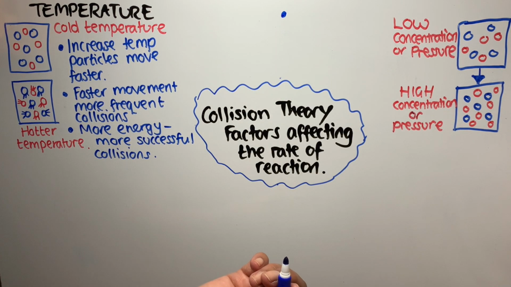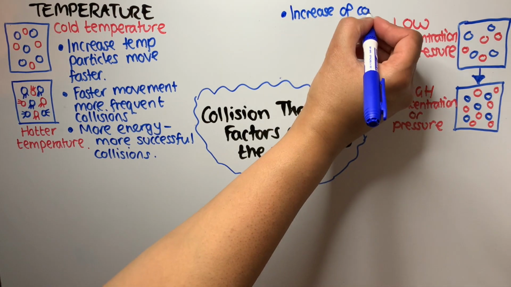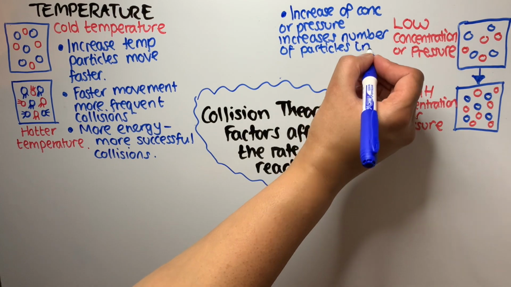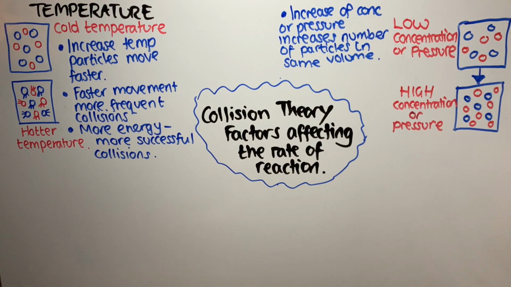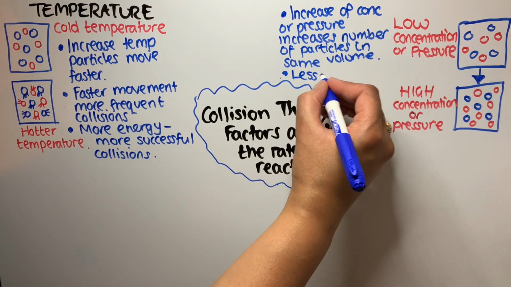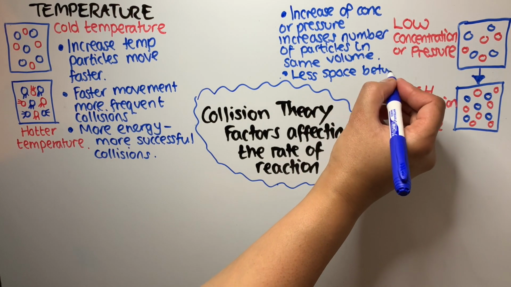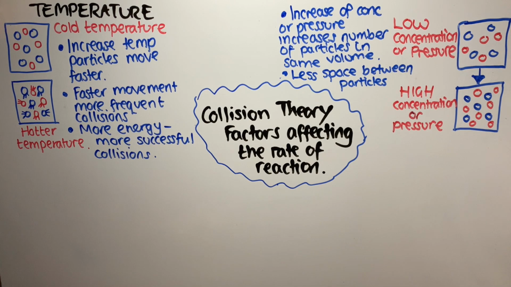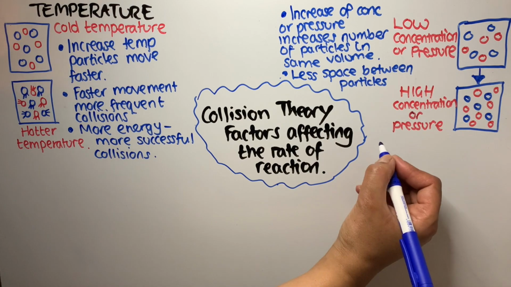So to summarise, increasing the concentration or pressure means there are more particles in the same volume. This means there is less space between the particles. And this in turn would mean that the collisions are more frequent.